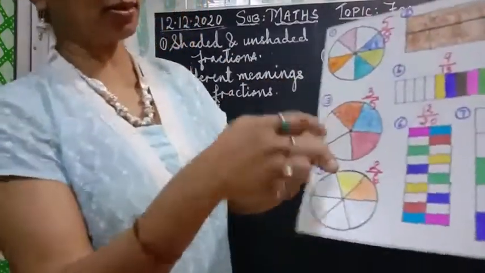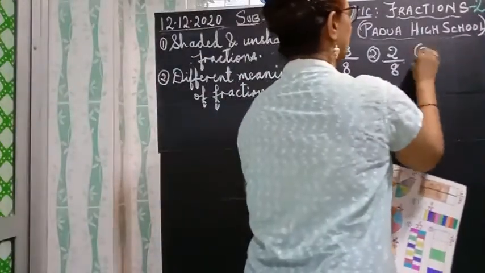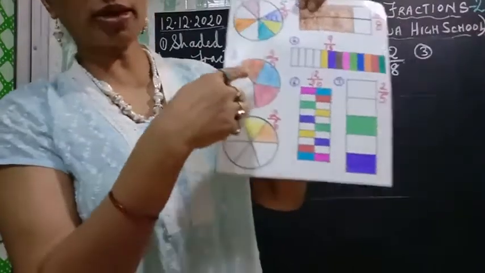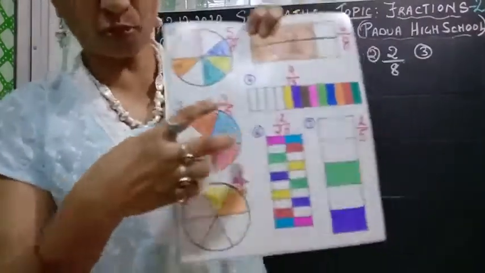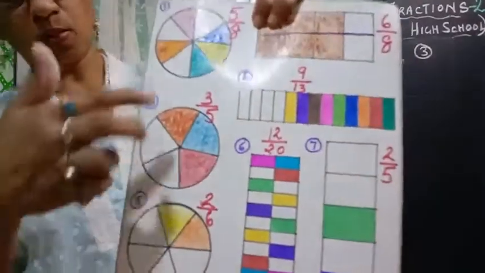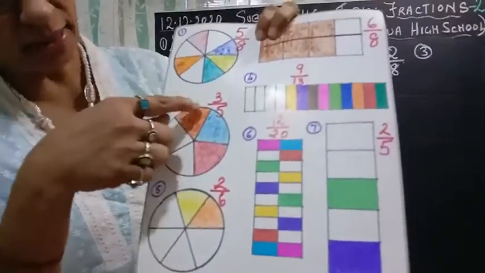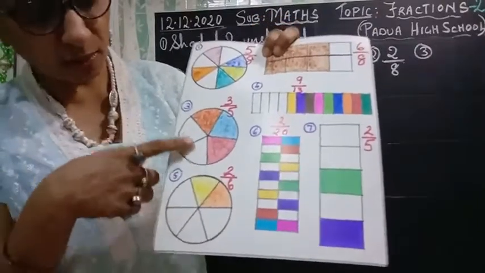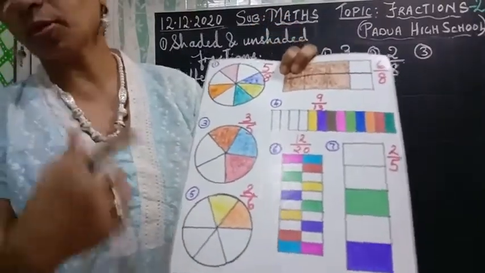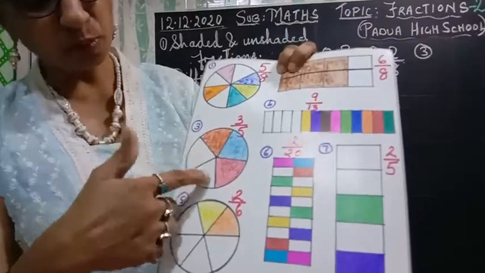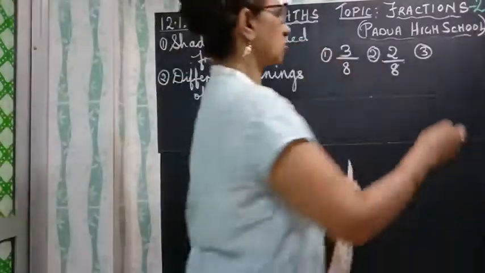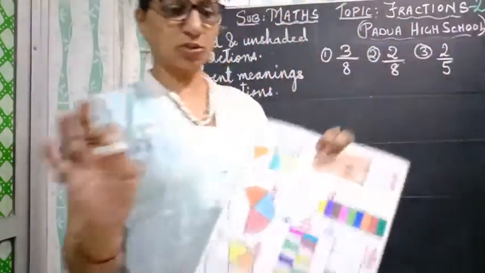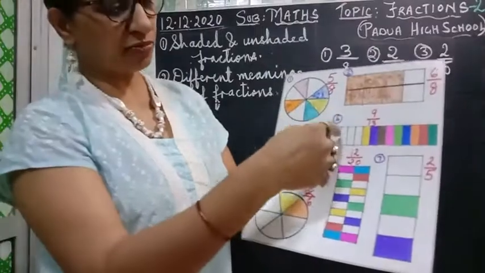Now let us see the third diagram. When you look here, what happens? You are having 5 whole parts, and over here 3 are colored or shaded. Now how many are unshaded? 2. So what will your second fraction be here? 2 upon 5. Have you understood now? So now you can tell me about the fourth one.